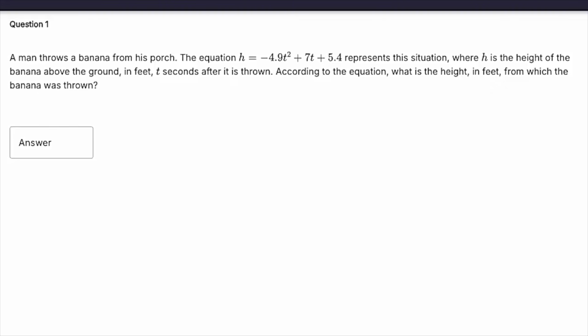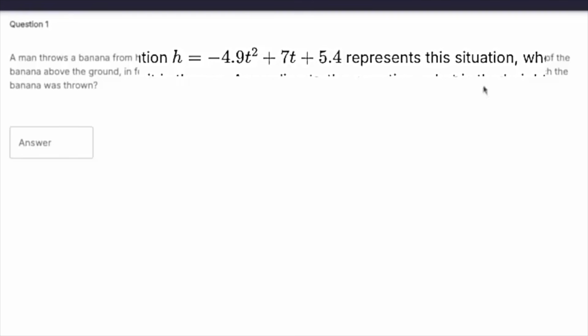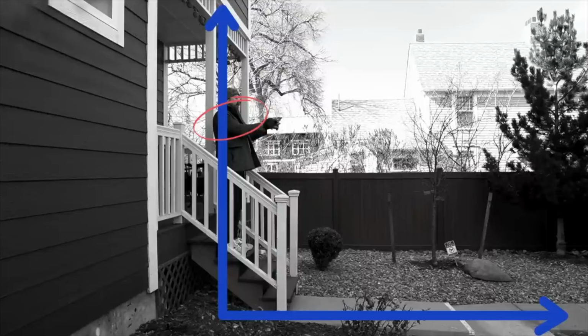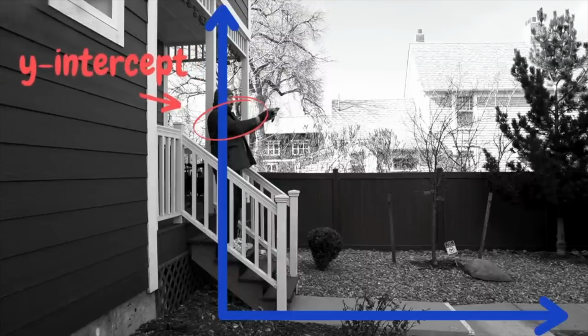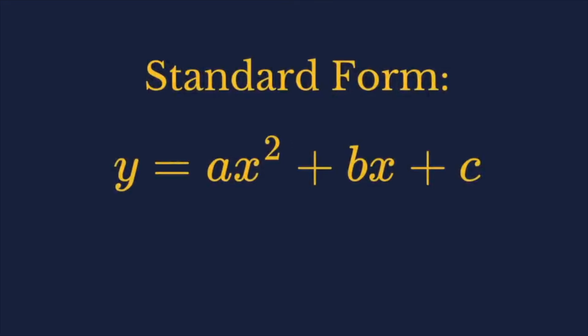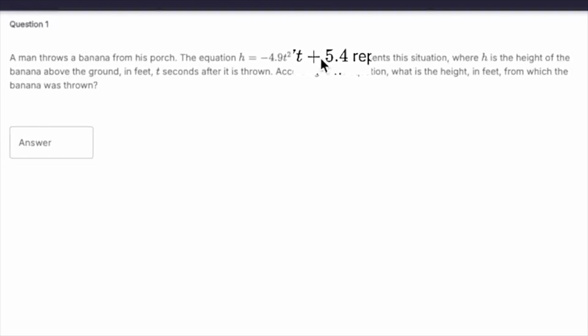Now let's try and solve this problem based on the man throwing his banana off the porch. All right, go ahead and pause the video and see if you could answer this question based on what we just learned. But I'm going to go ahead and tell you. So it says a man throws a banana from his porch, as we know, and they give us this equation here. Now, the question is basically asking, what is the height from which the banana was thrown? So this would obviously be the height of the porch, and this is in standard form. And in standard form, C is our y-intercept, so our answer is going to be 5.4.